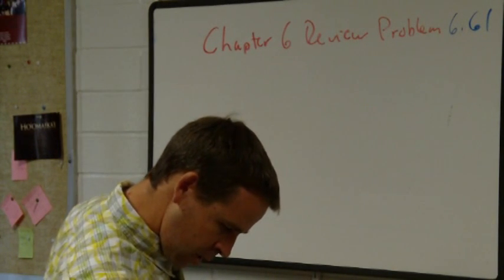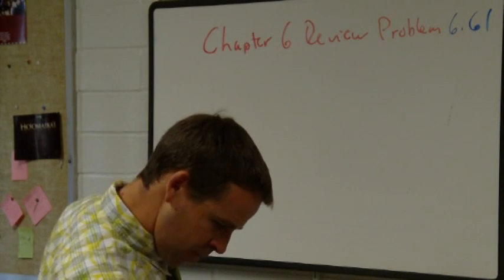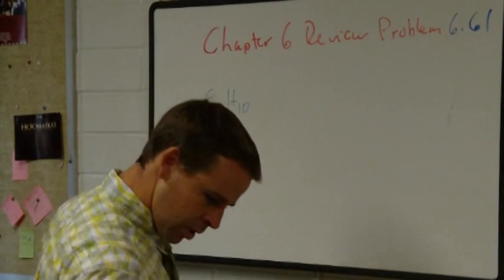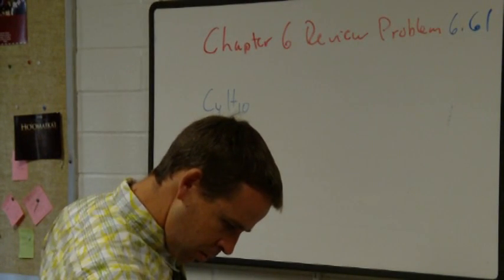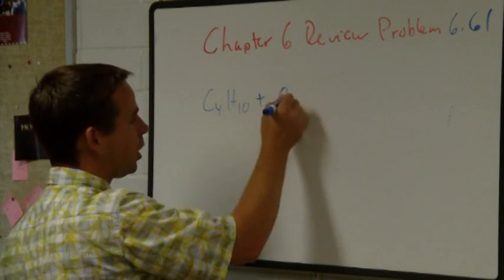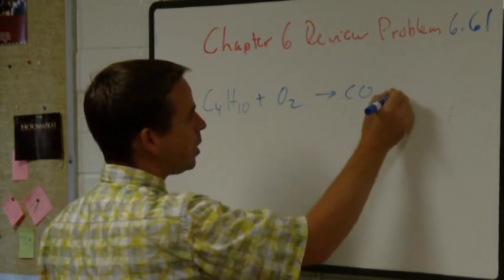661, where is that? There it is. Butane, C4H10. Or does it say to do it by the... No, it just says to balance the equation. So it doesn't say by the ion electron method, so we're okay. Carbon dioxide and water.